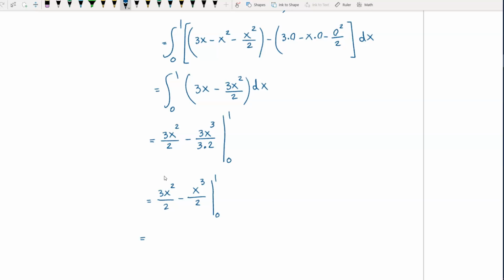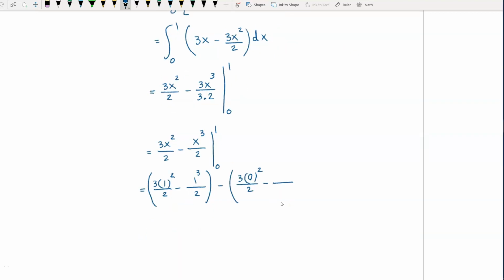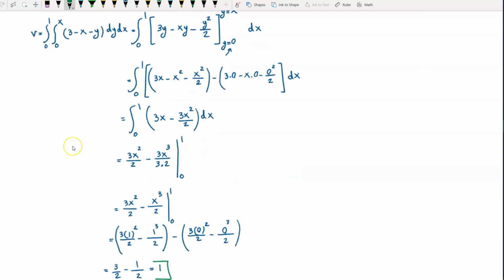So this is equal to, instead of x, use 1. It is 3 times 1 squared divided by 2 minus 1 cubed divided by 2. And then minus, here we have x is 0, 3 times 0 squared divided by 2 minus 0 cubed divided by 2. So this part is 0, with a 0 minus 0. So here is 3 over 2 minus 1 over 2, which is equal to 2 over 2, and that is equal to 1. So we did it on this part.